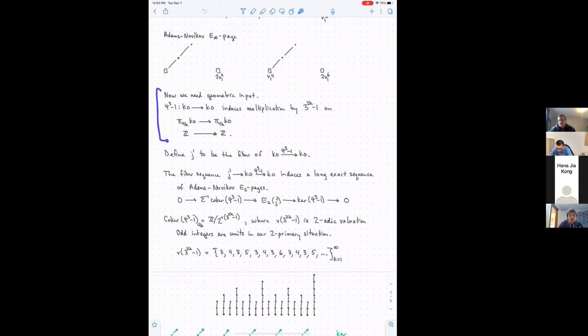At some point, you have to have some geometric input. Okay, and here's the geometric input, and I've been very careful here. This is the one place in this talk where I've very carefully put this geometric input into a black box, and this is the only geometric input that you need.